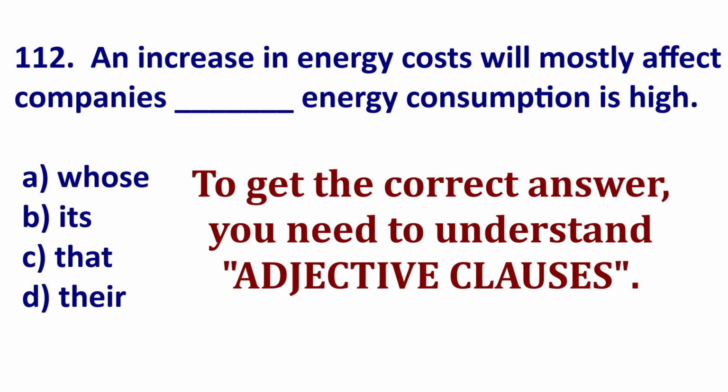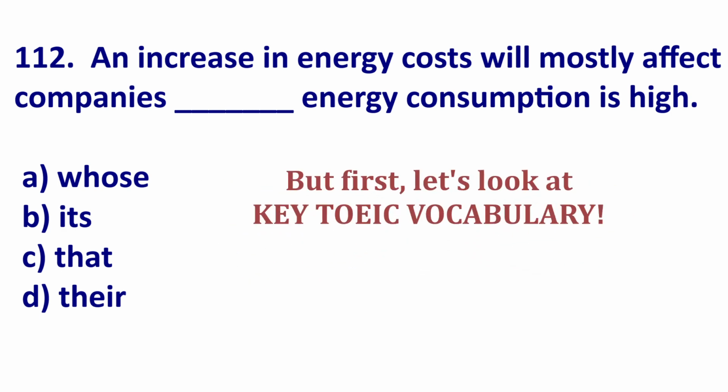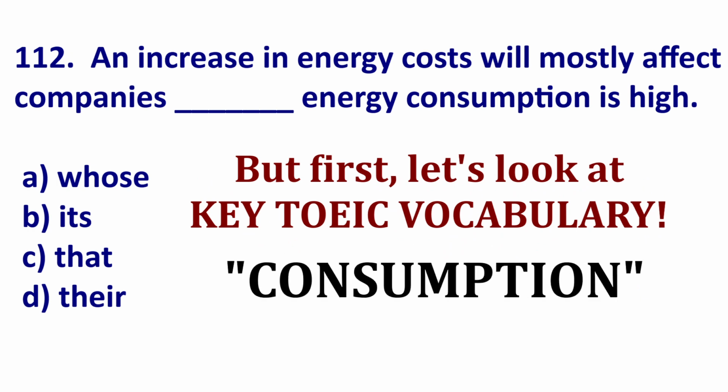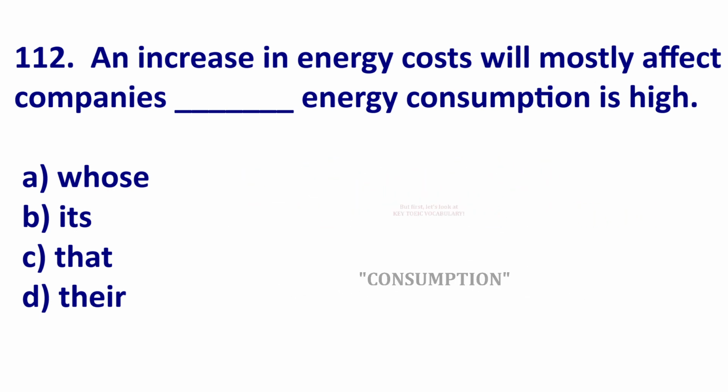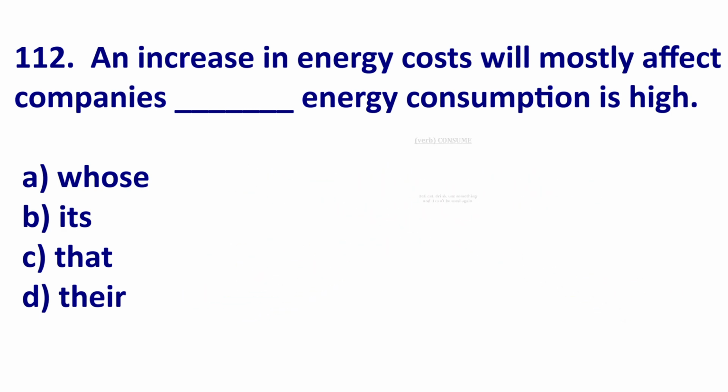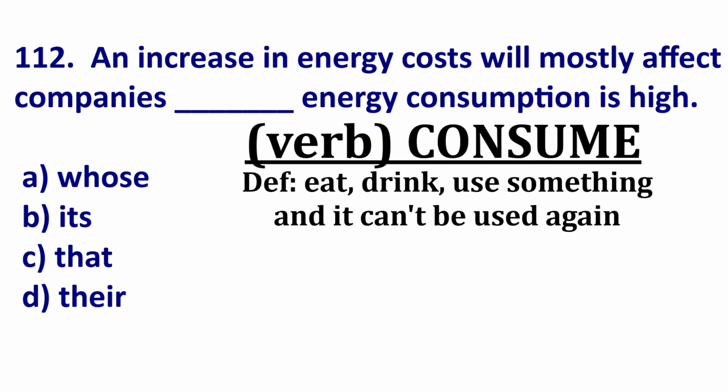All right, to get this answer, you have to understand one thing: adjective clauses. It will be easy after that. But before we start eliminating answers, first let's go over one key TOEIC vocabulary. So you can see after the blank, it says blank energy consumption is high. Well, let's look at consumption.